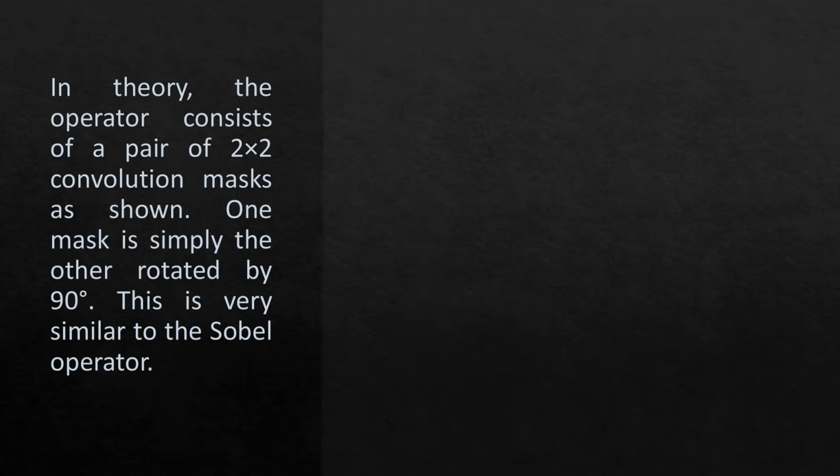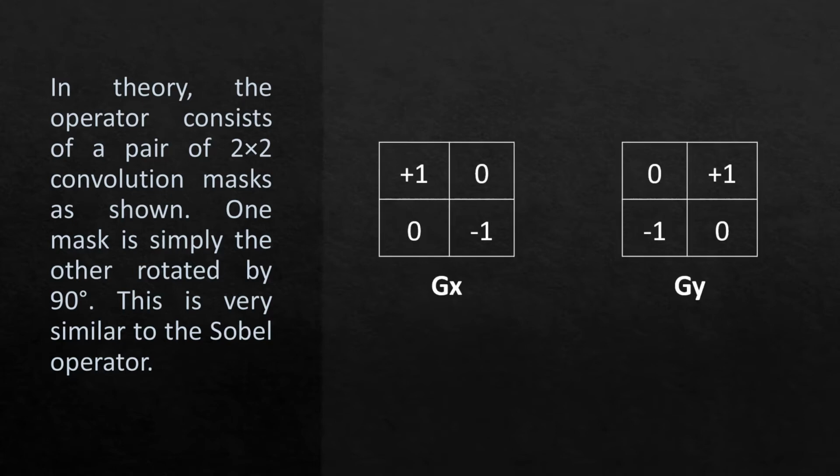And one mask is simply the other rotated by 90 degrees. You will see it. Okay, we have a mask, and you can see we just rotate this mask by 90 degrees. We get this one. The entire mask is rotated. The reason behind rotating a mask is actually pretty simple.